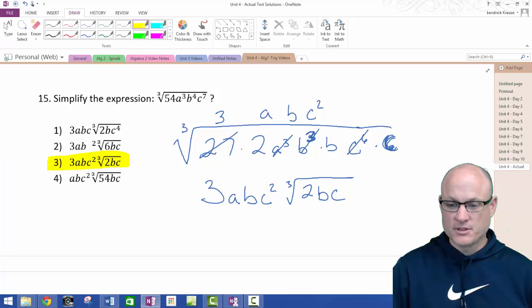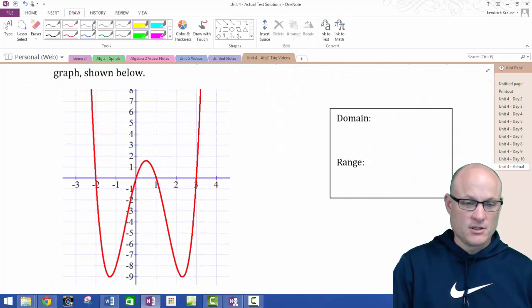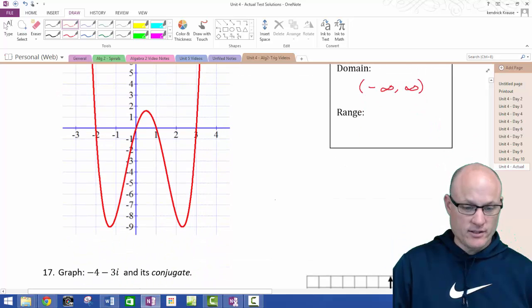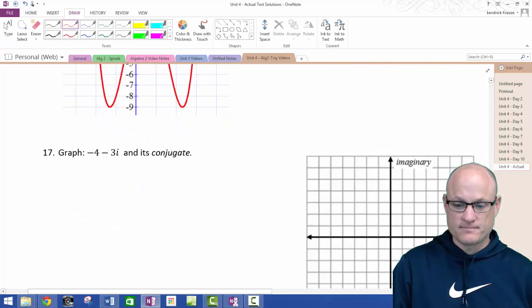There she is. All right, moving on. If I remember correctly, I had arrows on these. So the domain goes forever and ever from left to right, so that's -infinity to +infinity. And I told you that this value down here is just -9. So this goes from -9 to +infinity. That's it for that one.